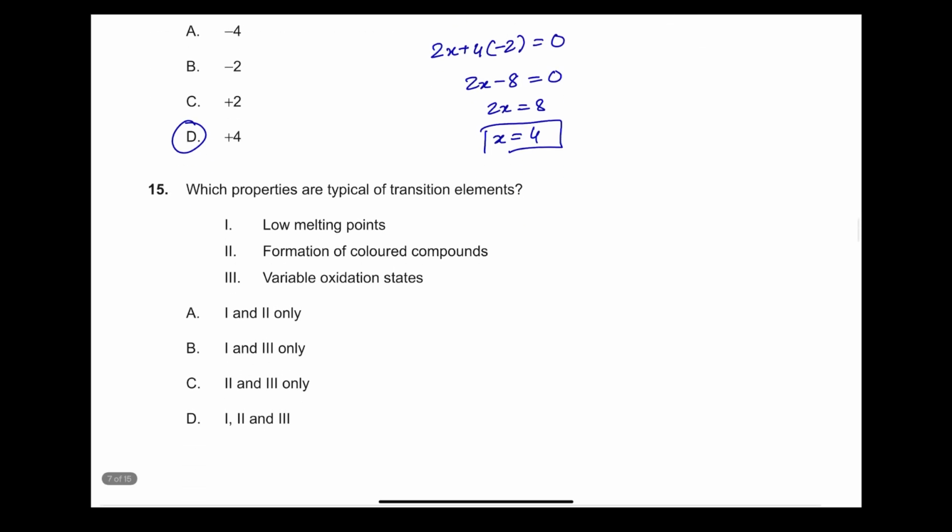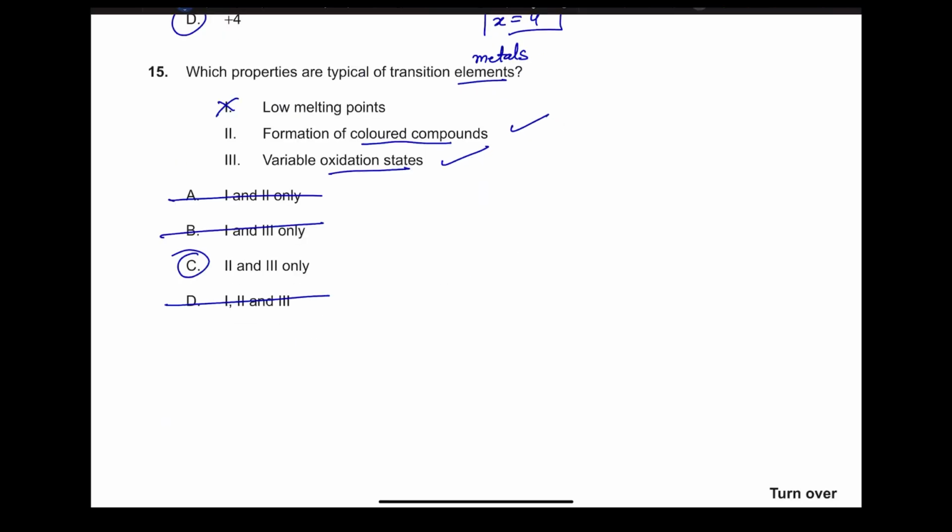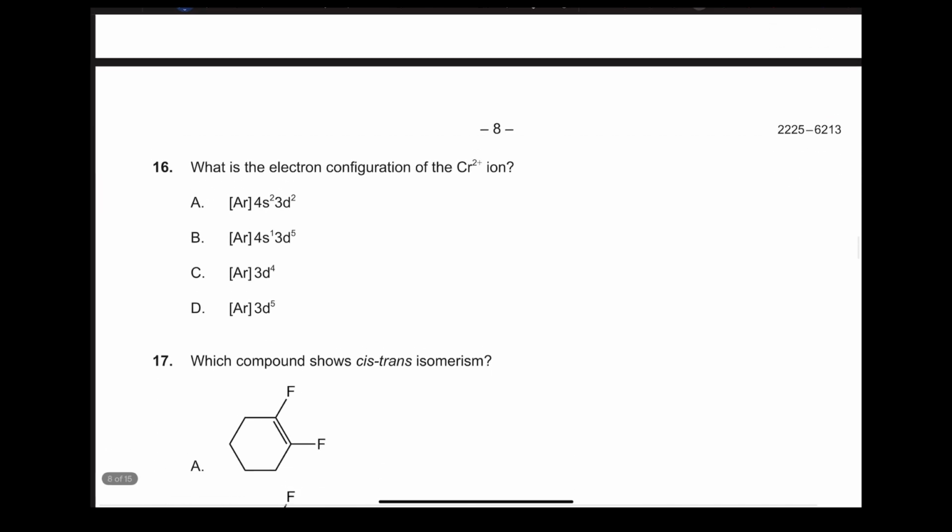Now, which properties are typical of transition elements? Transition elements are transition metals, right? So use the term metals here. Metals never have low melting points. They have very high melting points. So the first one is incorrect. When you eliminate the first option, you can eliminate option A, option B, and option D. So you're left with option C. It also makes sense because transition elements form colored compounds and have variable oxidation states, right? On to question 16.